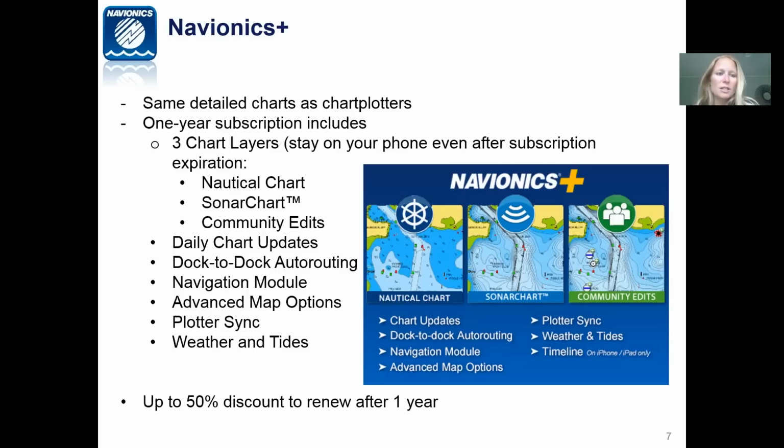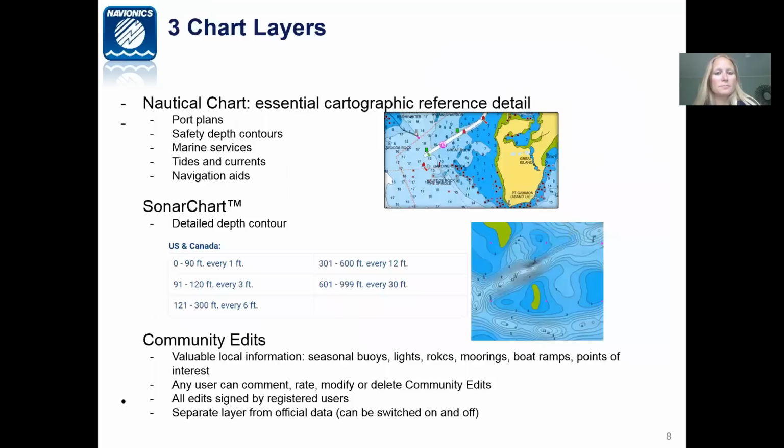You get a 1-year subscription that includes 3 layers on your chart: nautical chart, SonarChart, and community edits. We'll go into detail about what each of these are. You get daily chart updates. Navionics makes about 2,000 updates a day to their charts, so with the subscription, you can update your charts as often as you want. You also get dock-to-dock auto-routing, which we'll go over, navigation module, advanced map options, plotter sync, and weather and tides. We'll go over all of those things in detail, and you get up to a 50% discount to renew after a year if you want to continue having the option to update your charts.